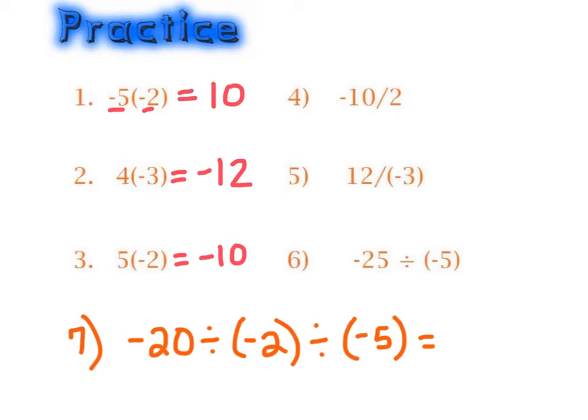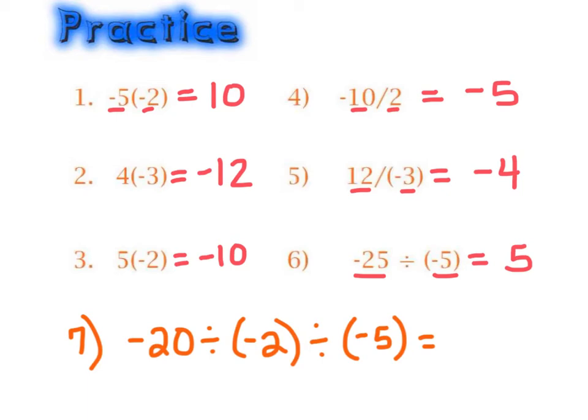Again, 2 different signs. Number 4 should be negative 5. 2 different symbols. Number 5 should be negative 4. Again, 2 different symbols. And number 6 should be positive 5 because you have a negative divided by a negative, which is a positive.